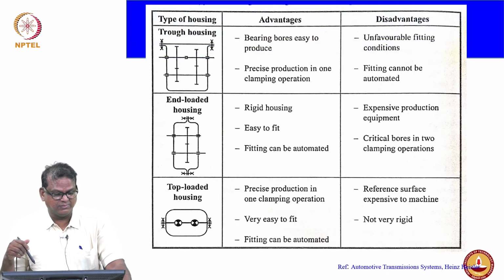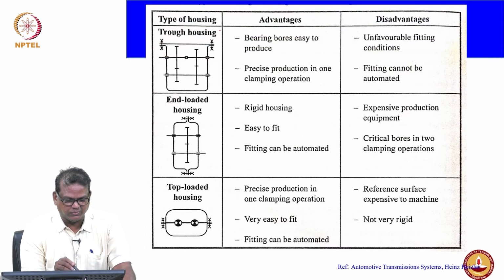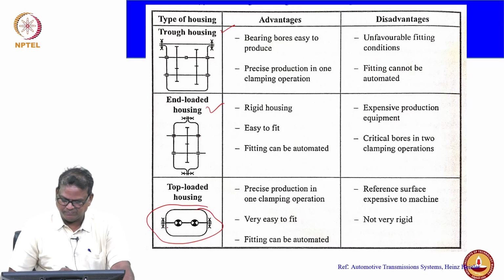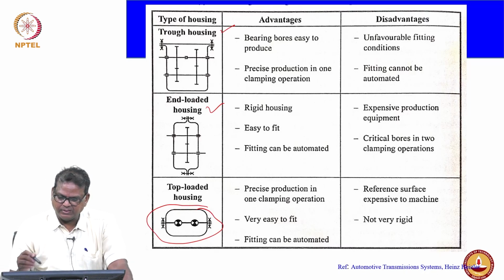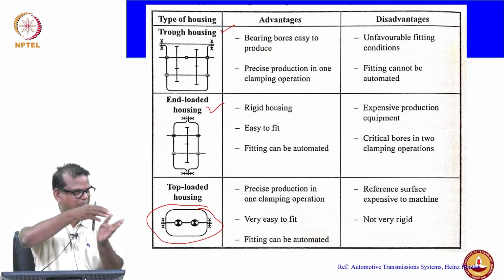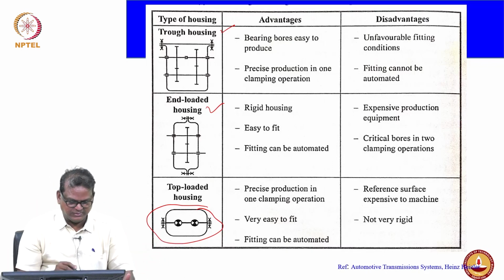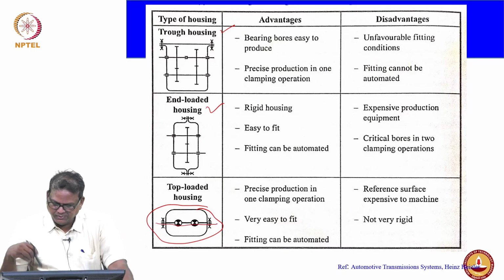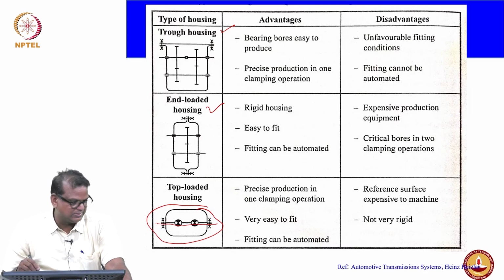And here you can see how to mount them, right. This is called the through housing, this is called end loaded, okay. Normally we will go for the top loaded housing, which is the preferred one. The reason is, compared to other options, precise production in one clamping operation, very easy to fit, and you can split it in two. You can see they are joined through a two-shaft arrangement. But this is very expensive, that is the only disadvantage.